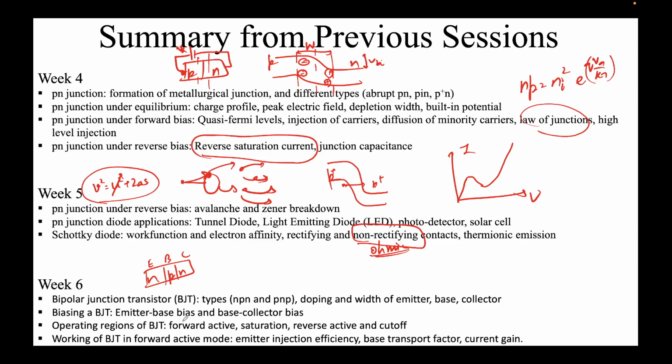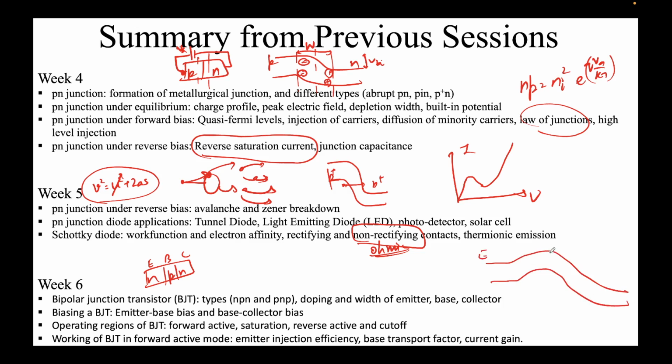Typically we talked about the working in the forward active mode, and the various terms like emitter injection efficiency, and the base transport. Base transport is essentially how many electrons which are injected into the base from the emitter have managed to come to the collector. So typically, if you recall, in the forward bias, the band diagram used to look something like this.